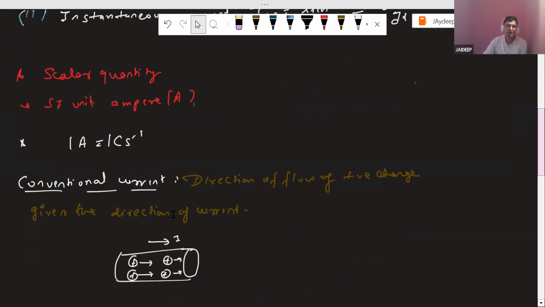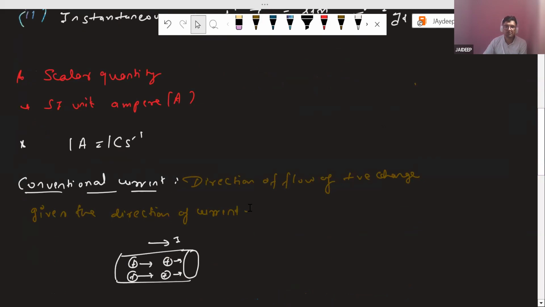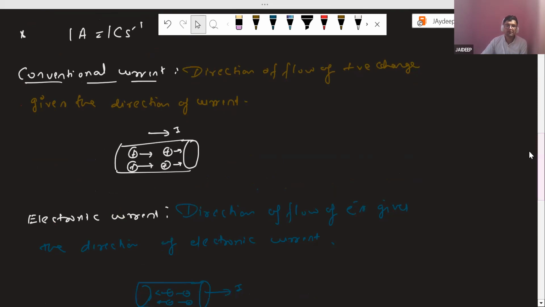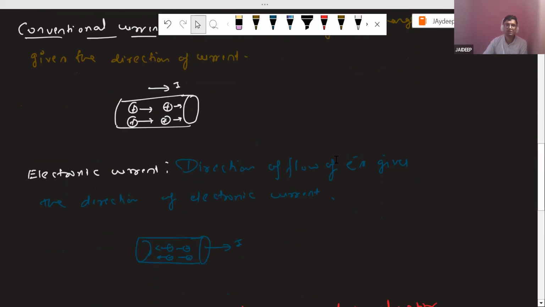Now, direction of current. Conventional current: the direction of the flow of positive charges is taken as the direction of the current. So these are the positive charges and this is the direction of the current. Electronic current: the direction of the flow of electrons gives the direction of electronic current. Electronic current always flows in the opposite direction of the conventional current. These are negative charges, flowing towards left, and I flows towards right.